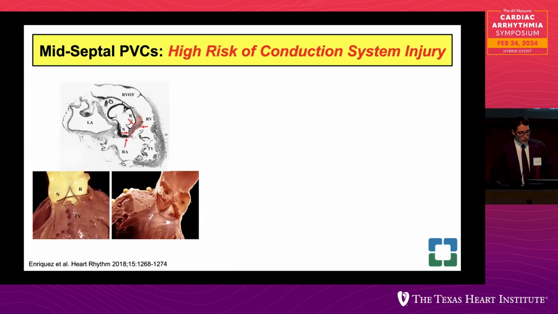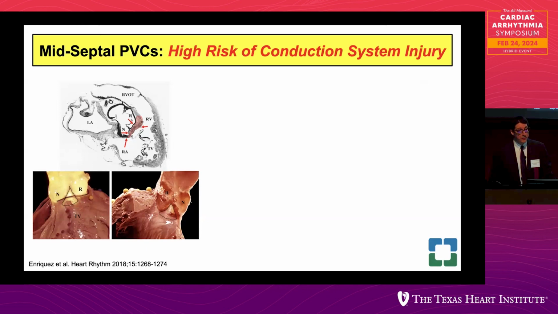Finally, a few more points about mid-septal PVCs. Of course, another important area is the so-called parahisian PVCs. Now, if you look at the papers for parahisian PVCs, the definitions are really different in different papers. Some papers say within 1 centimeter. That to me is a little bit too generous from the His cloud.